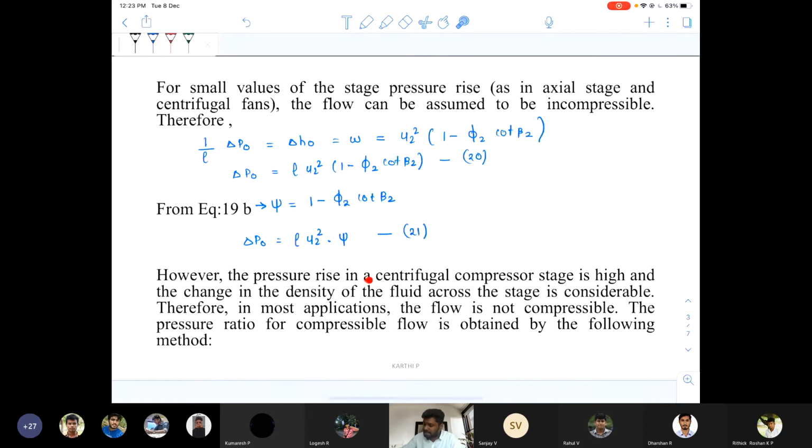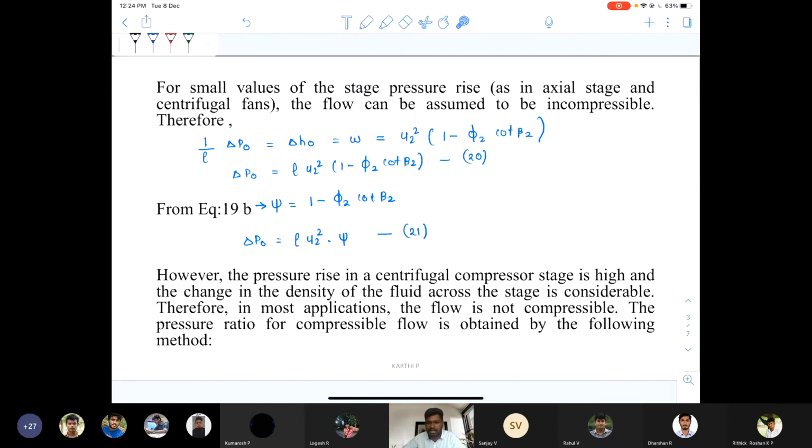However, the pressure rise in the centrifugal compressor stage is high, and the change in the density of the fluid across the stage is considerable.